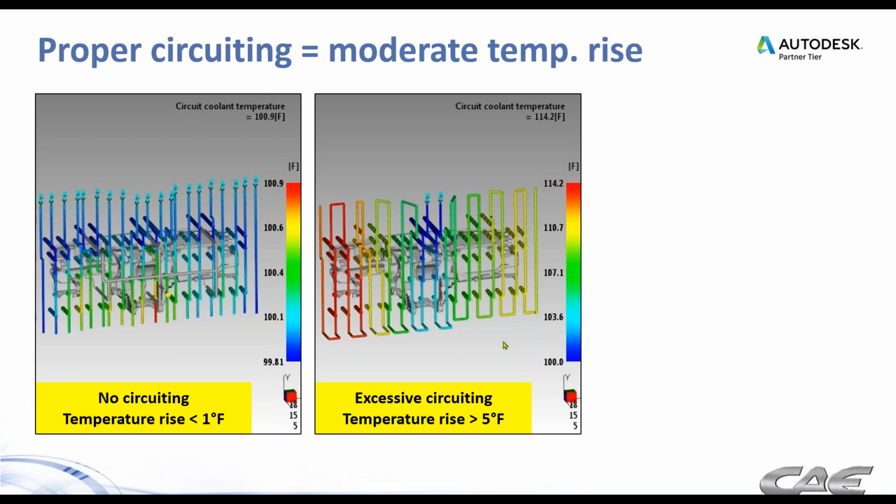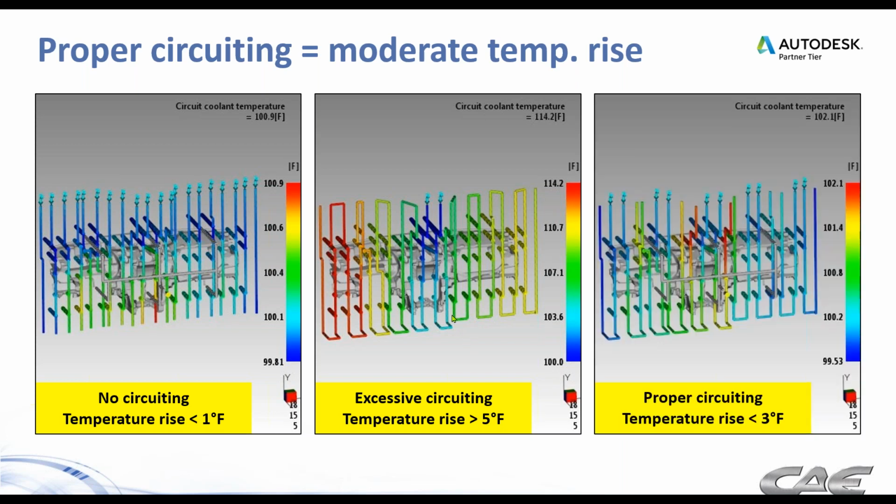On the other side of the spectrum, what happens when we start looping all these lines together? Excessive circuiting. Now all of these lines on the left are connected together, and all the lines on the right are connected together in another circuit. So two circuits for the whole cavity side. Now we're looking at about a 14-degree temperature rise in the coolant. We'd like to keep things below 5 if we can, preferably 3. So that's no good, and that leads to temperature variation.